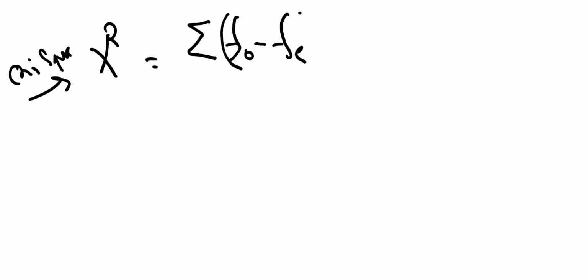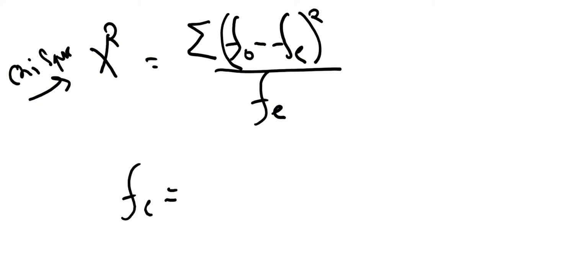It is not x squared. It is the sum of f observed minus f expected squared divided by f expected, right? And the first thing you want to know is, what the heck is f expected, right? So f expected is what we expect our observation to be, right?